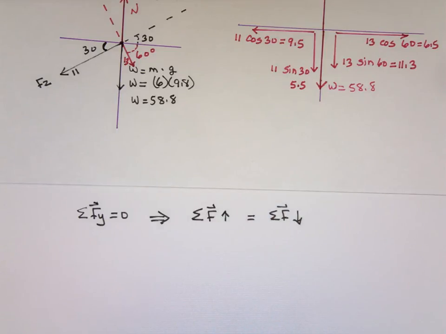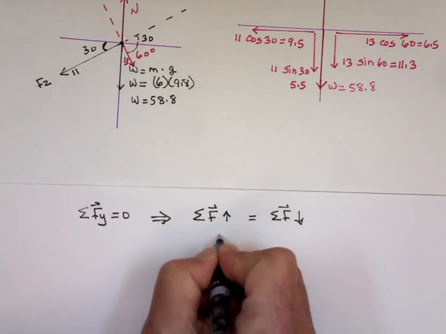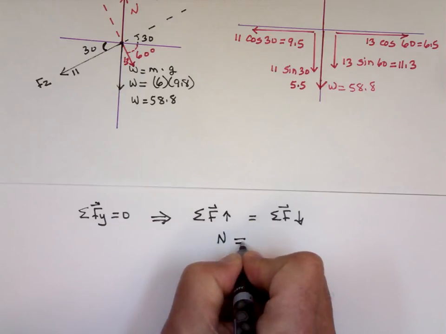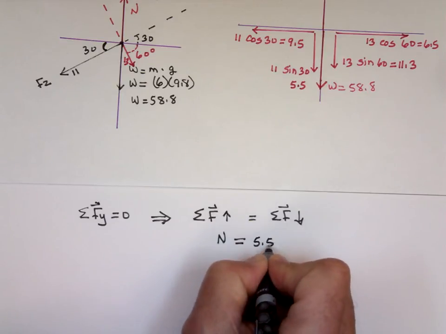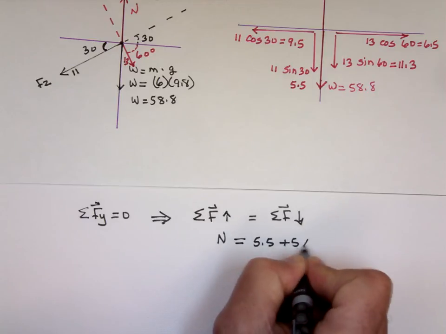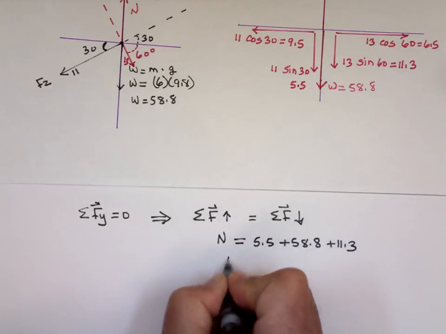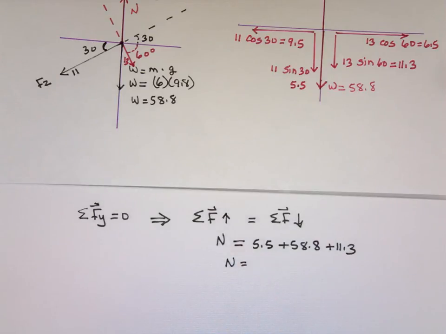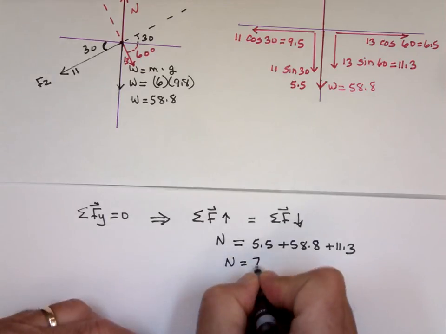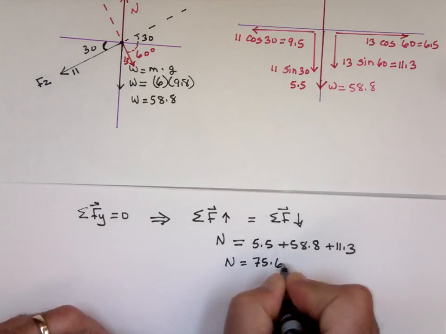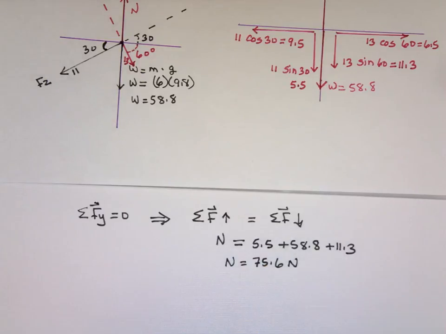What do we have pointing upward? We have just the normal. And what do we have pointing down? We got the 5.5, you can see it on the left, plus the 58.8 in the middle, plus the 11.3 on the right. 5.5 plus 58.8 plus 11.3 is 75.6. So we just answered question B. Find the normal force.